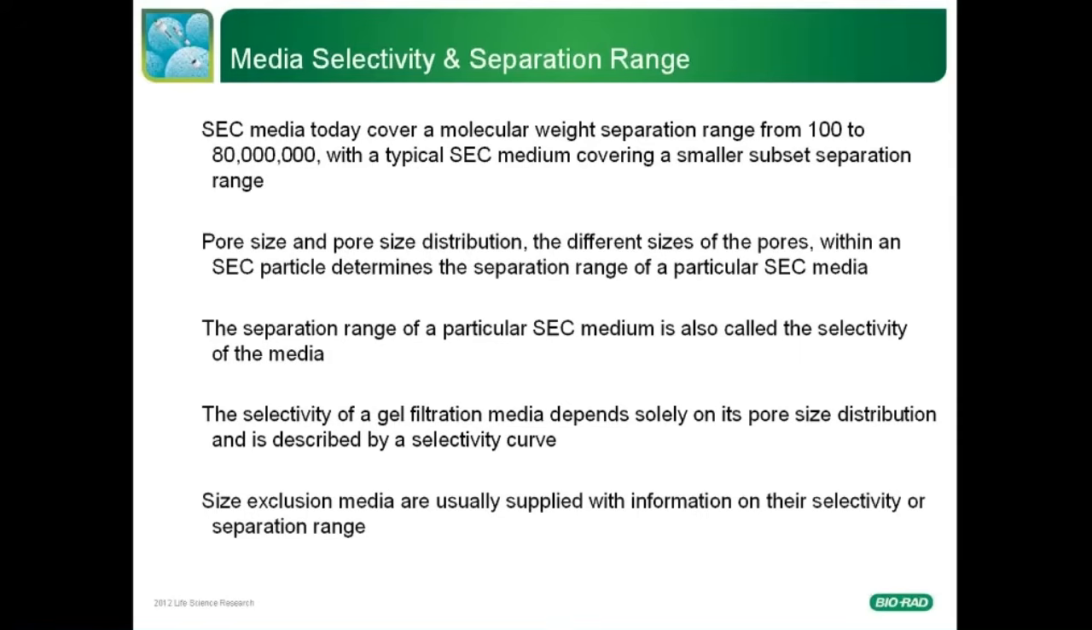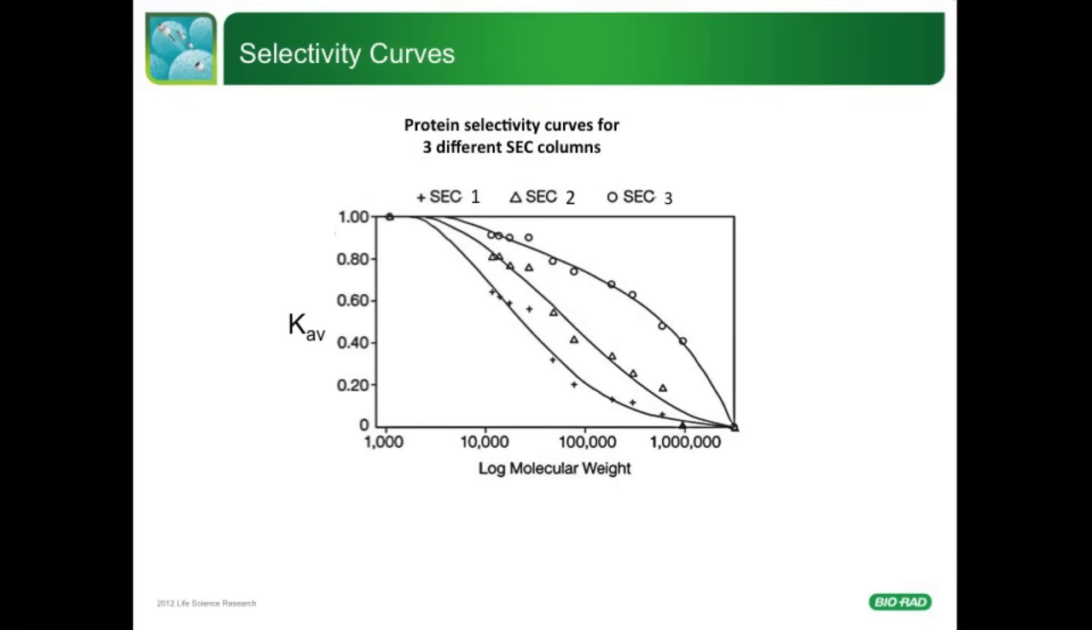Another way of saying that is that this represents the stationary phase volume of an SEC column. The separation range of a particular SEC column is also called the selectivity of the media. The selectivity of a gel filtration media depends solely on its pore size distribution and is described by a selectivity curve. Size exclusion media are usually supplied with information on their selectivity or separation range.